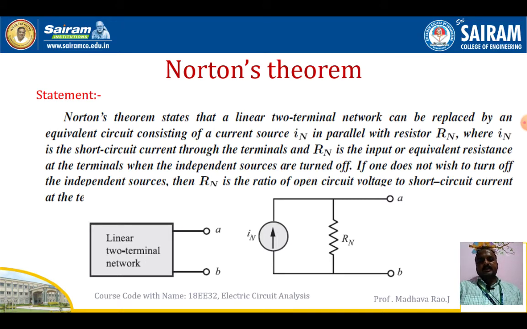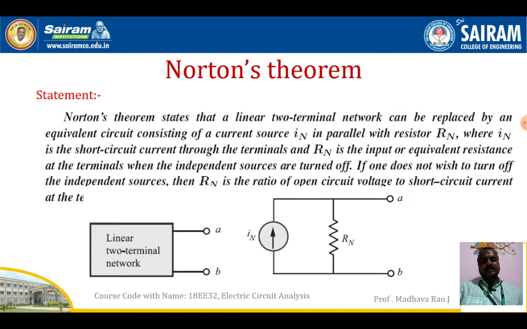Norton's theorem states that a linear two-terminal network can be replaced by an equivalent circuit consisting of a current source IN in parallel with resistor RN. I told you, a current source has a parallel resistance, that is the thing.